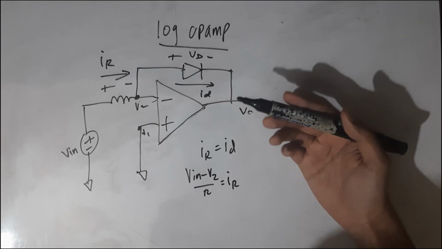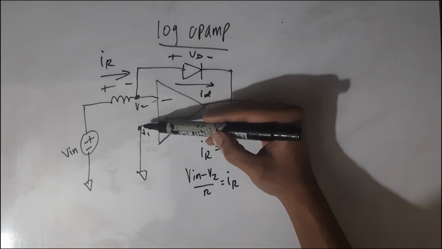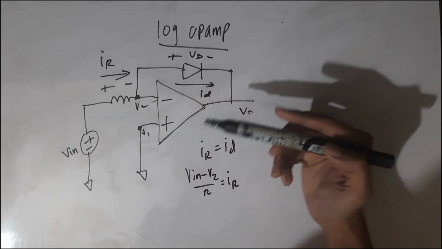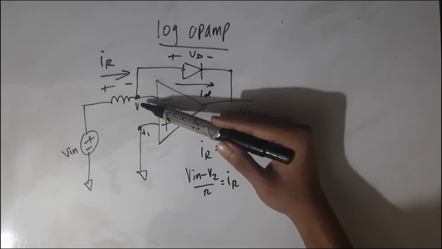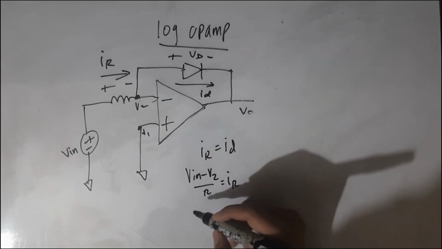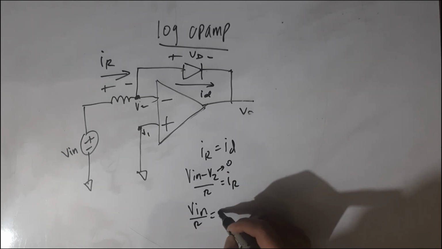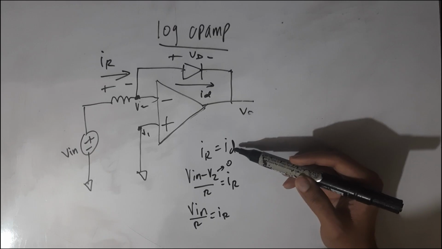Another characteristic of the op-amp is that V1 is equal to V2. That means the voltage in this portion and this portion is the same. Since V1 is equal to 0, because it is connected to ground, V2 will also be equal to 0. That means Vin divided by R is equal to IR. We have found IR, now we need to find ID.